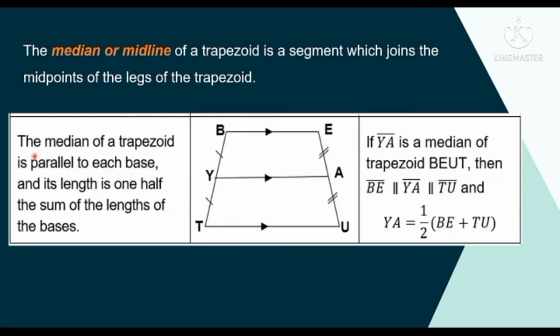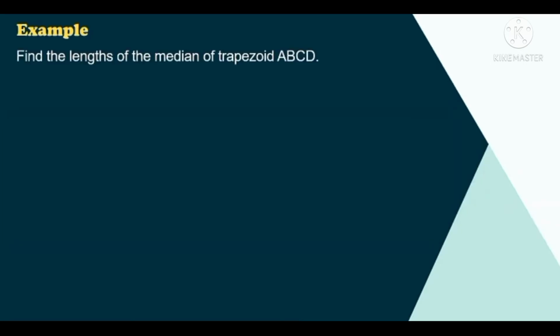The median of a trapezoid is parallel to each base, and its length is 1/2 the sum of the lengths of the bases. So again, since segment YA is the median of trapezoid BEUT, then using the midline theorem, segment BE is parallel to segment YA and also parallel to segment TU. Also, the measurement of the midline or median YA is equal to 1/2 the sum of segment BE and TU. Now, let us have an example.